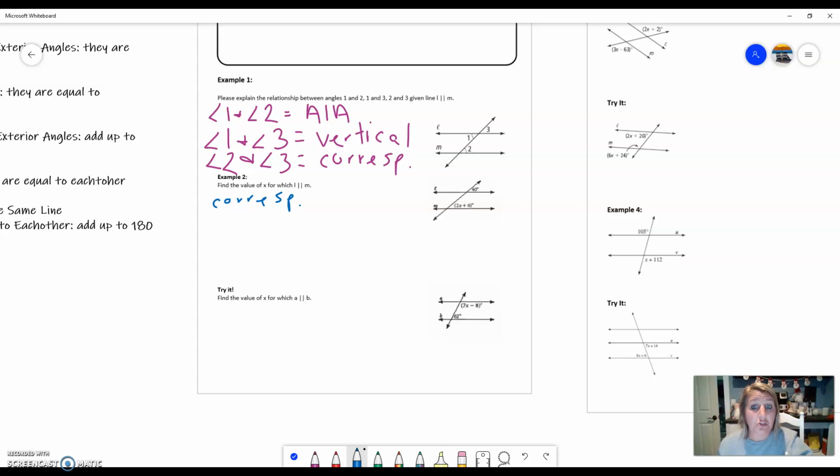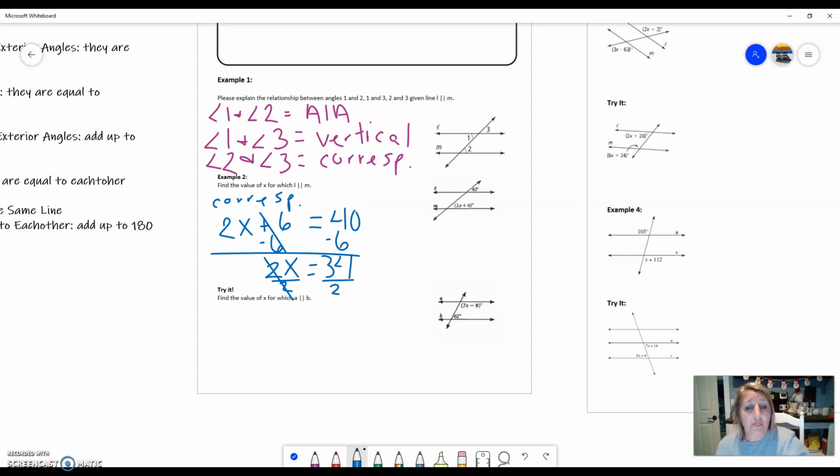So to solve for x, you would take those two things and set them equal to each other. So you would take 2x plus 6 equals 40. And now those of you who love algebra, this is your section. So all you have to do is solve for x. We're going to subtract 6. 2x equals 34. And then divide by 2. 34 divided by 2 is 17. So your answer is 17. That's it. The hardest part is making sure you know what type of angle pair they are.